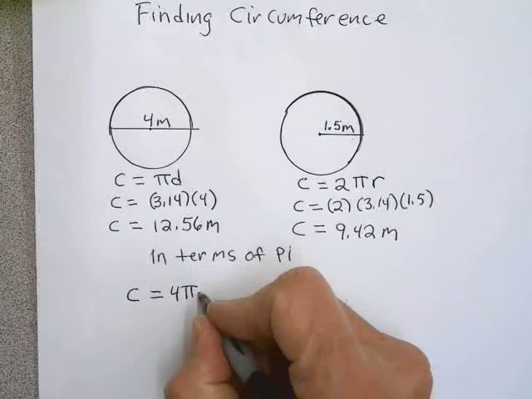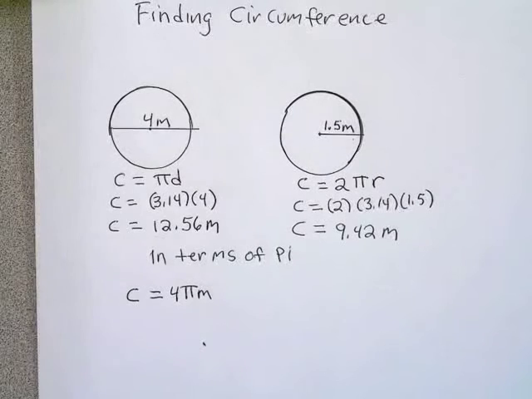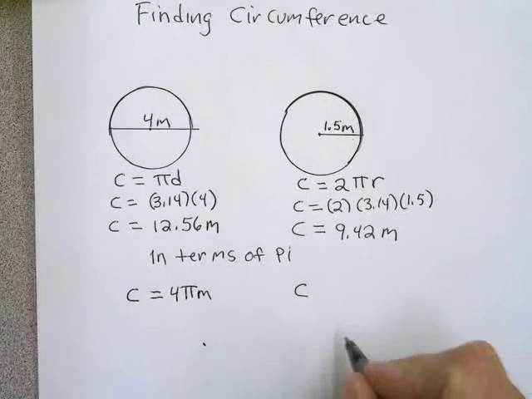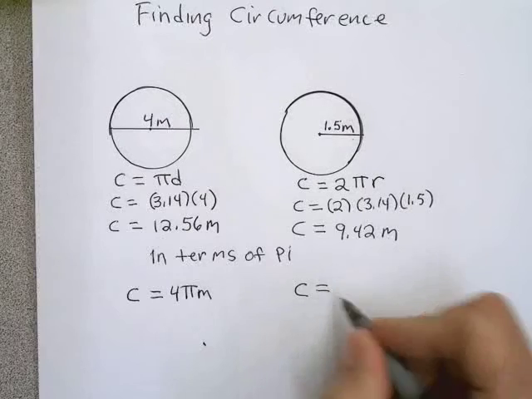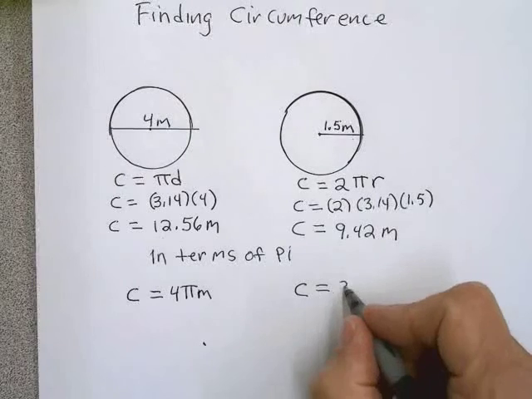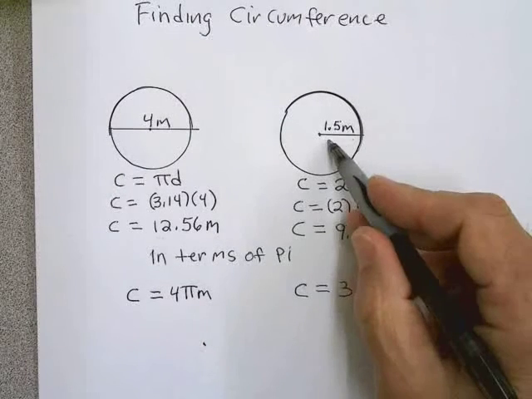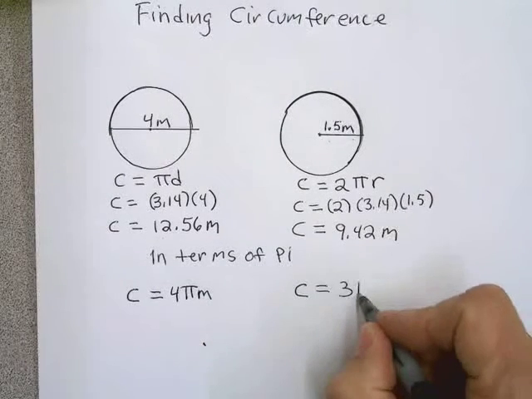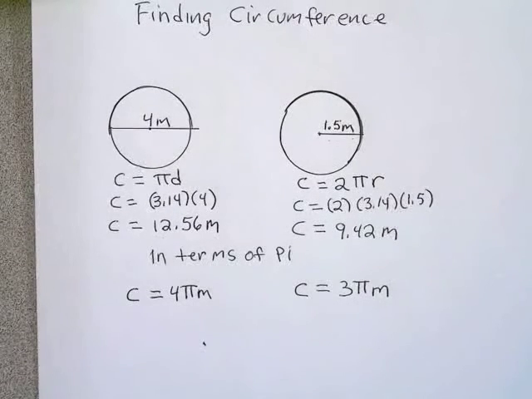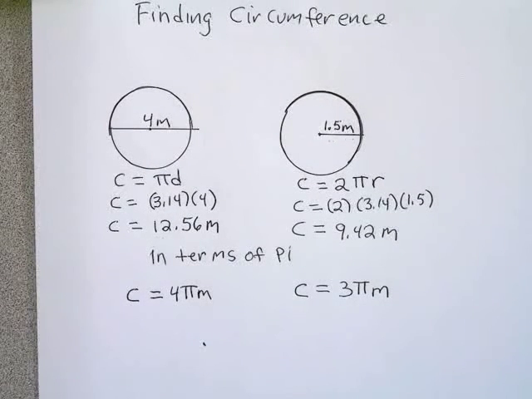And by the way, we do need our units. This would be 4 pi meters. That's what we were working in. So for this example, to give our answer in terms of pi, we wouldn't multiply it out. We would just say, circumference equals pi times diameter. In this case, the diameter would be 3. Once again, 1.5 doubled is 3, and then the pi symbol, and then our units, in this case meters. It could be feet, could be inches, what have you. All right.